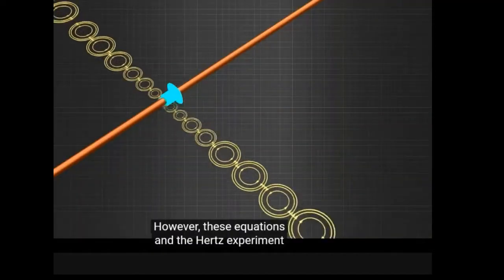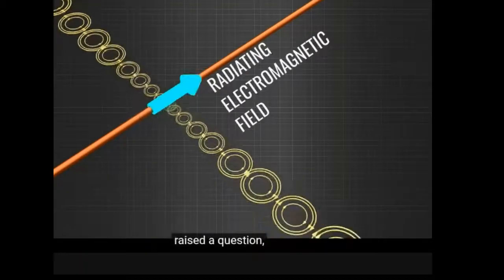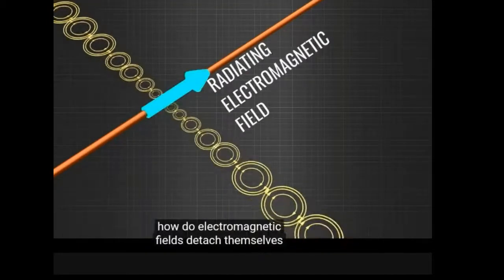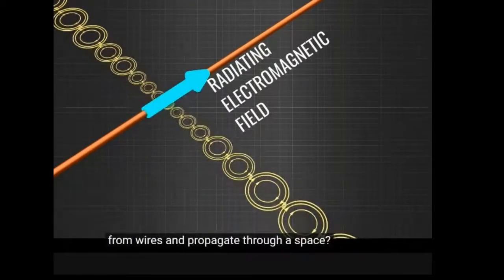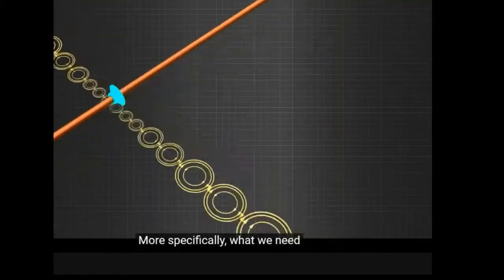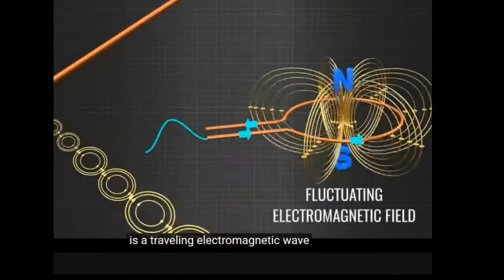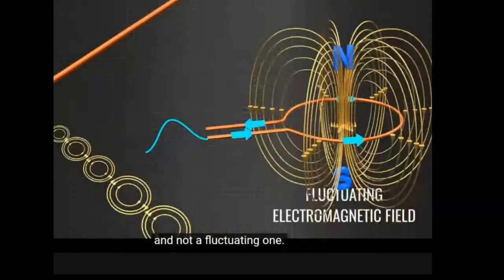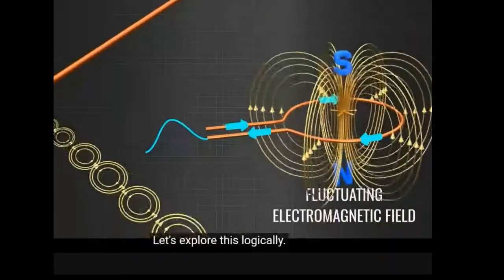However, these equations and the Hertz experiment raised a question. How do electromagnetic fields detach themselves from wires and propagate through space? More specifically, what we need is a traveling electromagnetic wave and not a fluctuating one. Let's explore this logically.